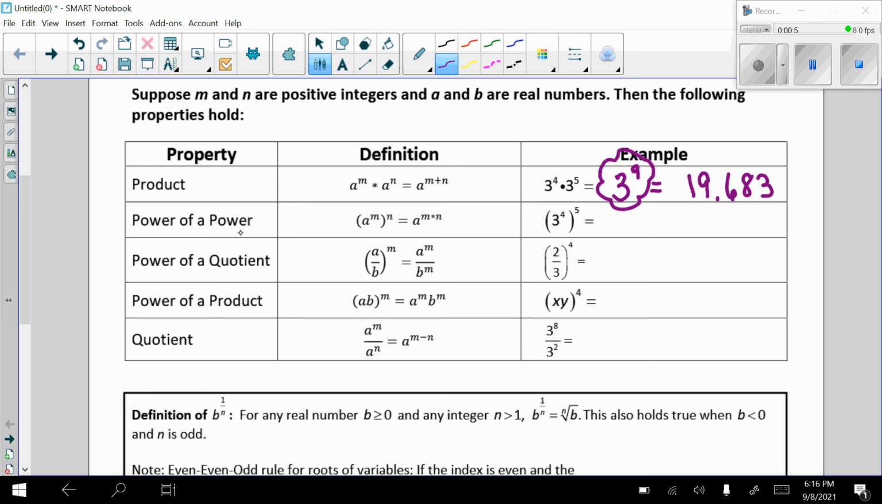Okay? When we're dealing with power of a power, we're going to multiply those exponents. So our example here, 3 to the 4th to the 5th, we will multiply the 4 and the 5, and we will get 3 to the 20th. We'll leave it at that.